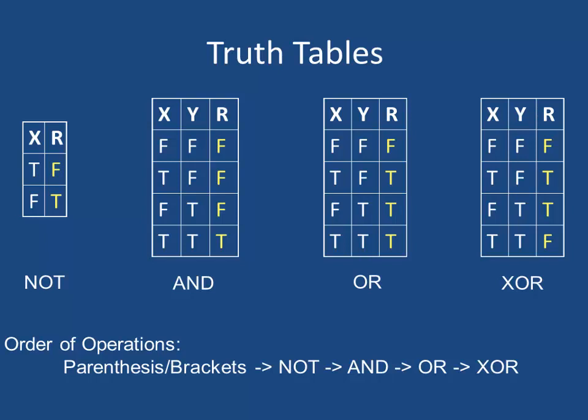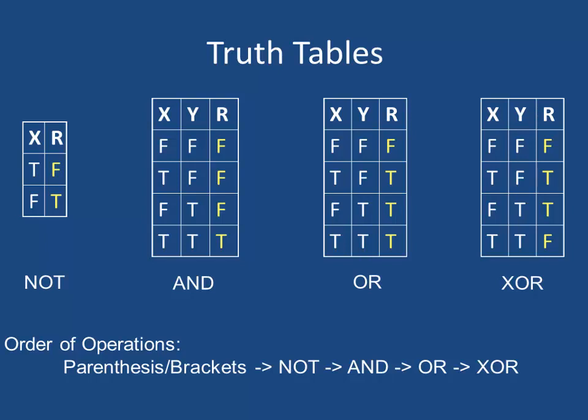Looking at the truth tables, if the inputs are false and false, the result is false. If the input is true and false, the result is false. If the input is false and true, the result is false. If the input is true and true, the result is true. This makes the and operator extremely selective.